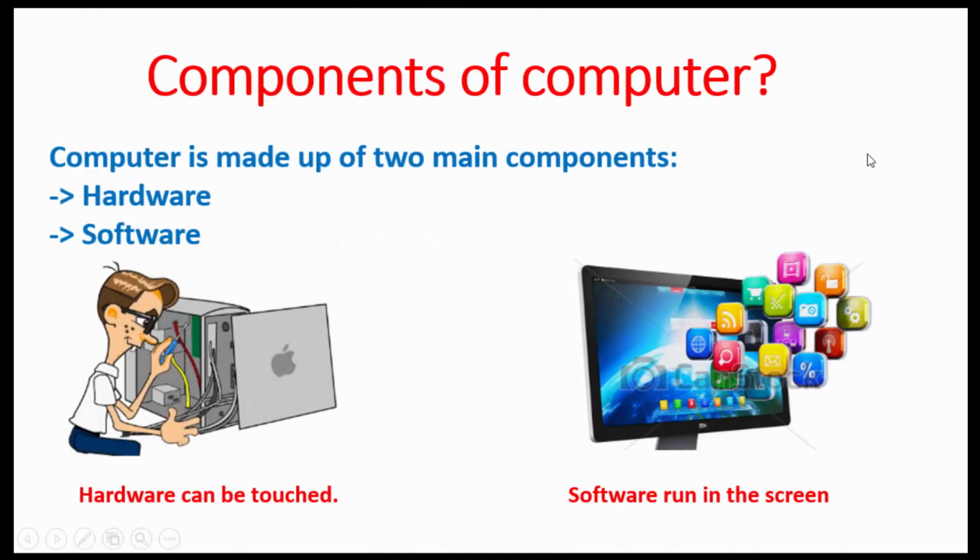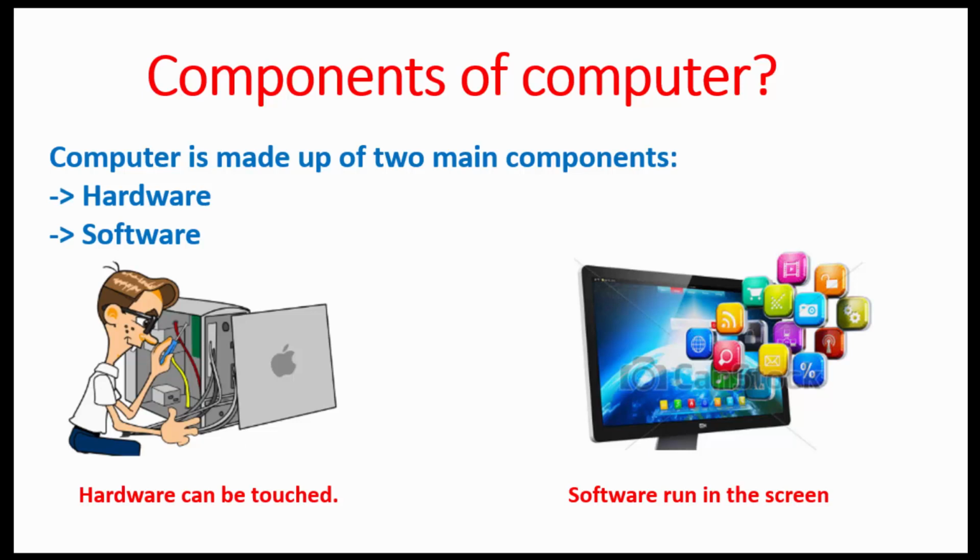Now, which are the components of a computer? There are only two main components of a computer, the hardware and the software. The hardware are parts you can see and touch. Like you can see there is a boy opening the CPU box here. Maybe he's trying to fix something or remove something. These parts he is touching are what we call hardware. And mostly they are electronic parts and they use electricity.